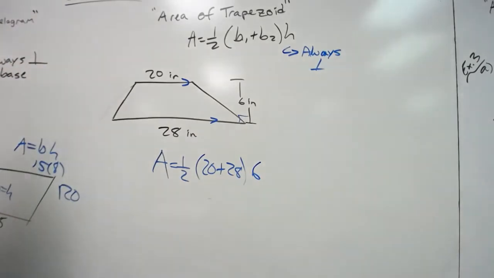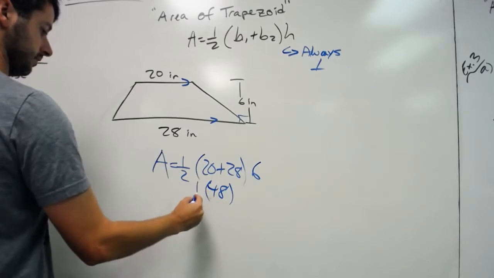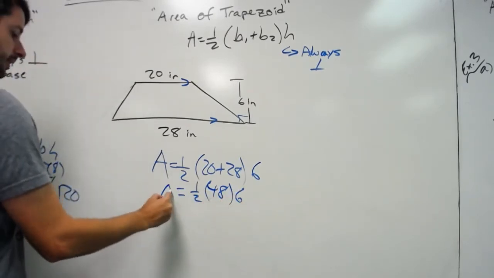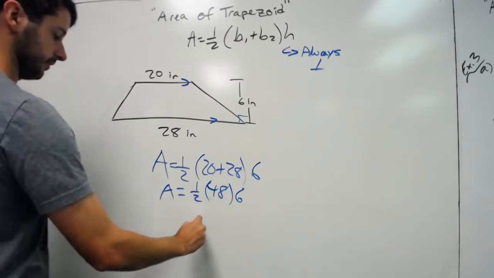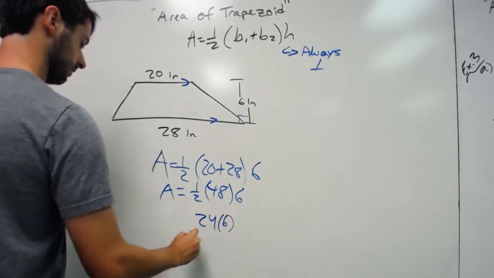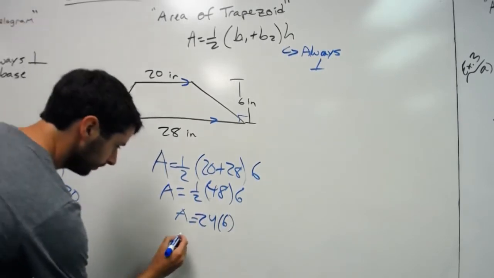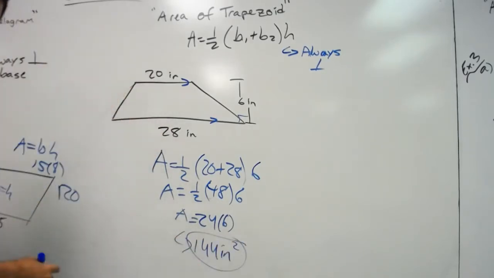Now we do order of operations. 20 plus 28 is 48. And then from here, 1/2 of 48 is 24 times 6. And 24 times 6 would be 144. And it is area, so it's inches squared. But that's how you do a trapezoid.